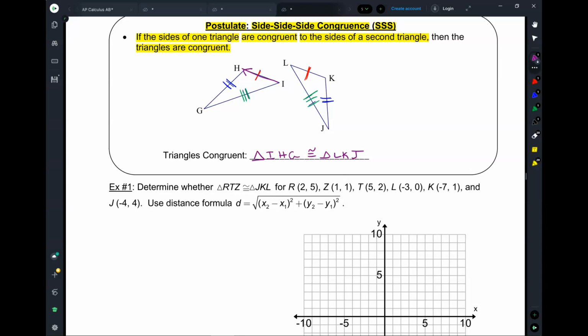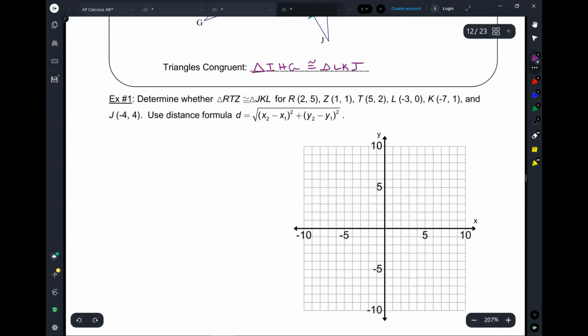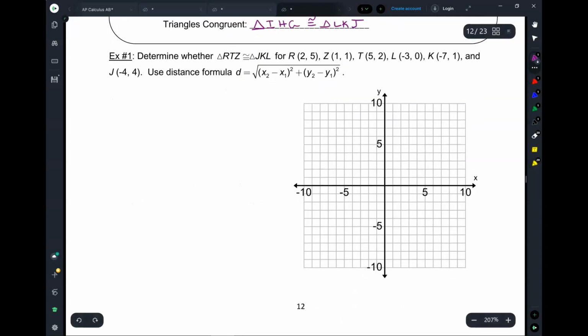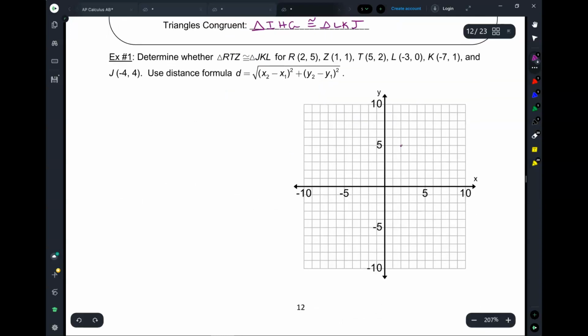All right, so determine whether triangle RTZ is congruent to JKL. And we're given the coordinates. So first, what I'm going to do is draw these. So let's draw triangle RTZ. So R is at 2, 5. Z is 1, 1. Okay, label them. And then T is at 5, 2. So that's that.